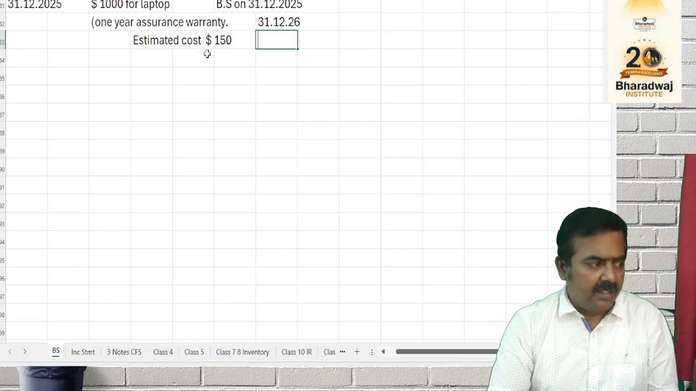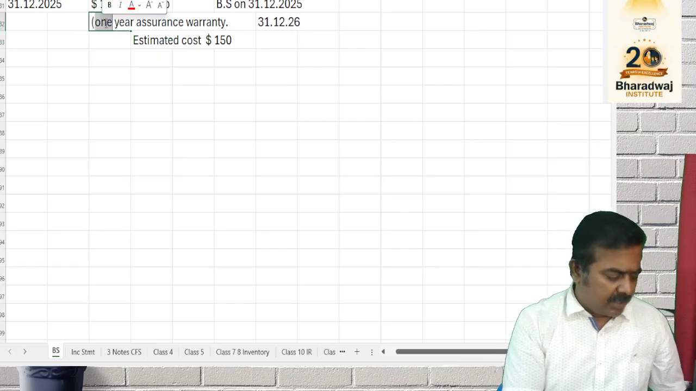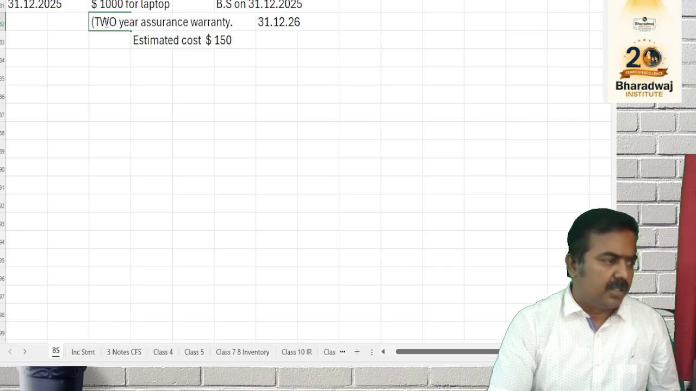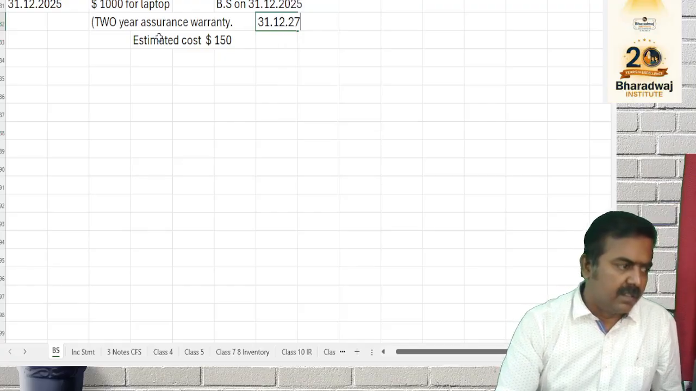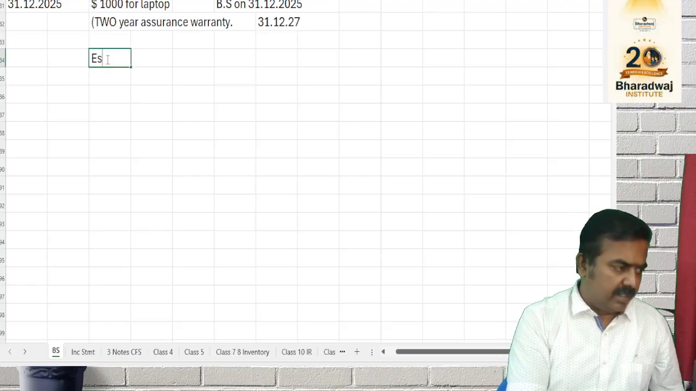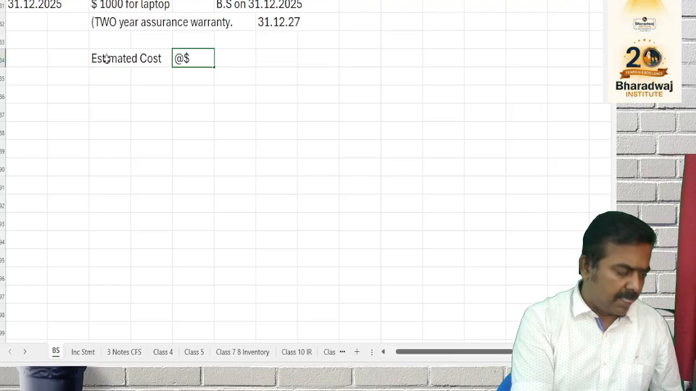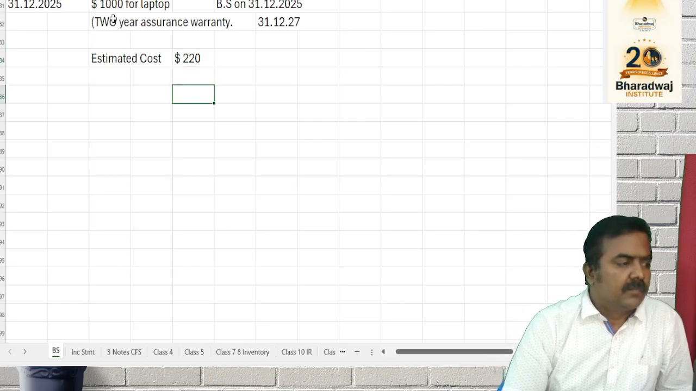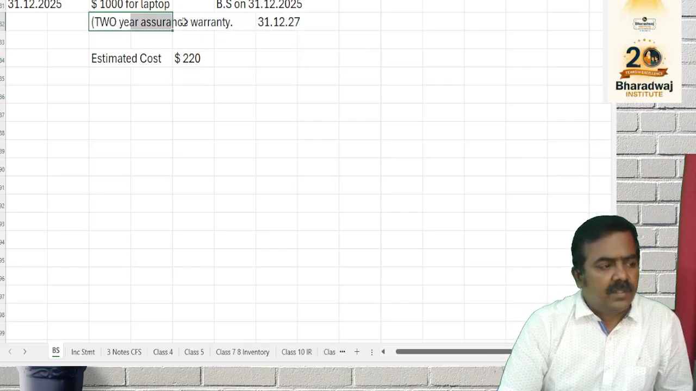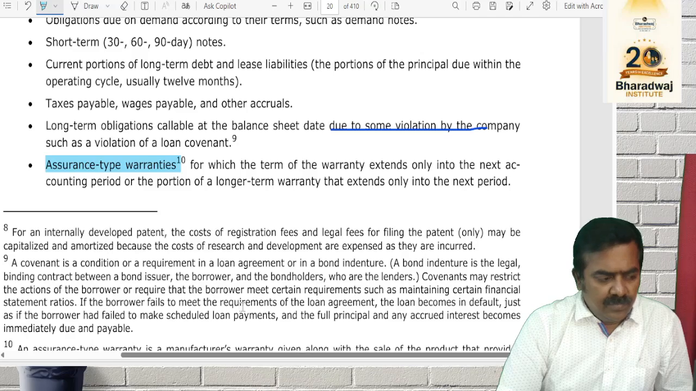Correct, current liability. Let's assume we have sold with a 2 year assurance warranty. The warranty will expire on 31/12/2027. The estimated cost is $220. How will you call this? Non-current, because it is more than the balance sheet period. Will it be called non-current?